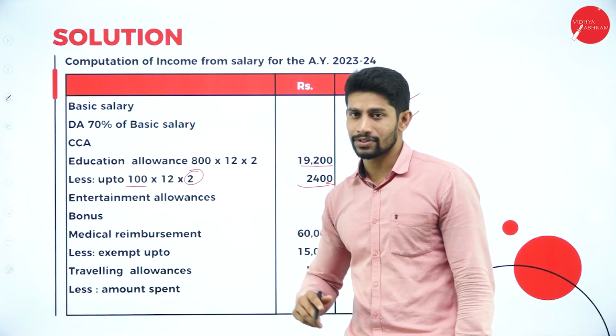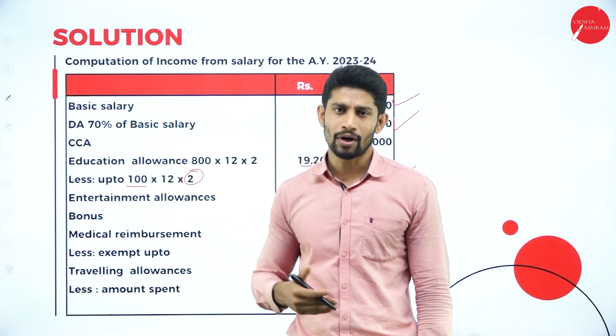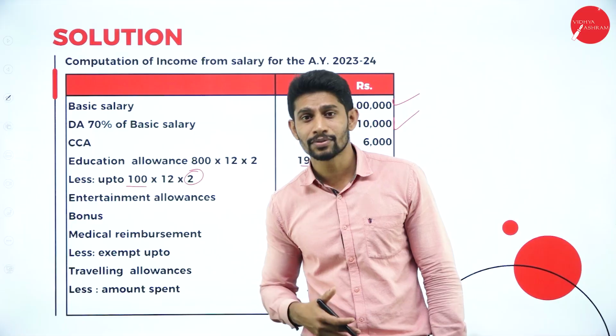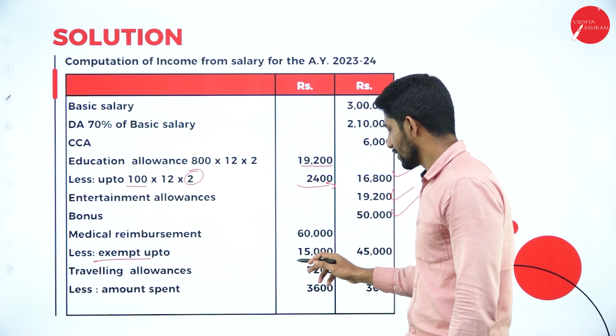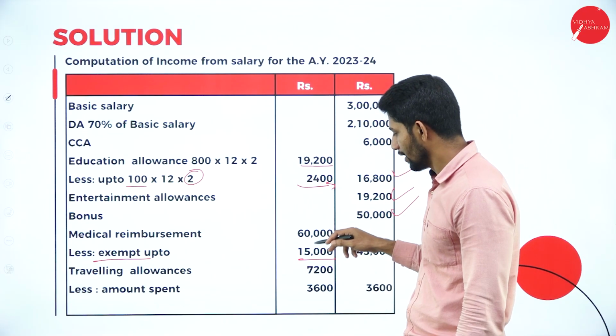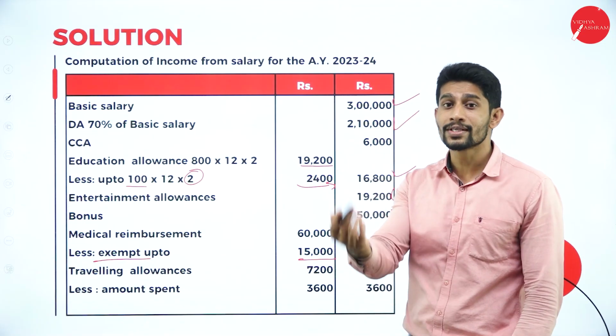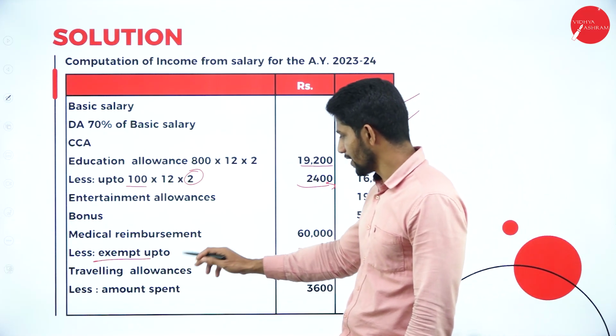Next, medical reimbursement. If he is getting any medical reimbursement from his employer, then it is exempted up to 15,000 and the remaining excess amount is taxable. So he is getting 60,000, and in that 15,000 is exempt. What is the balance amount? It is 45,000.